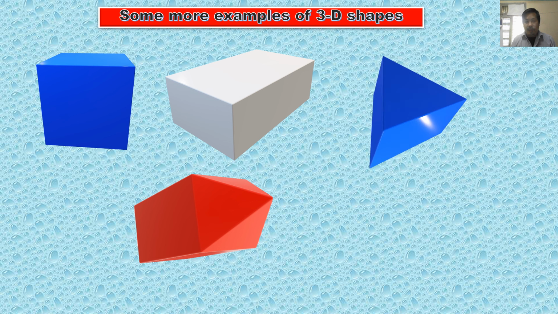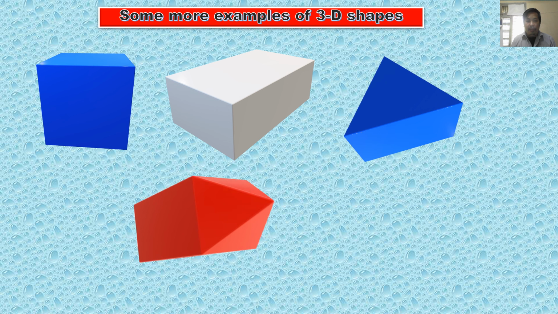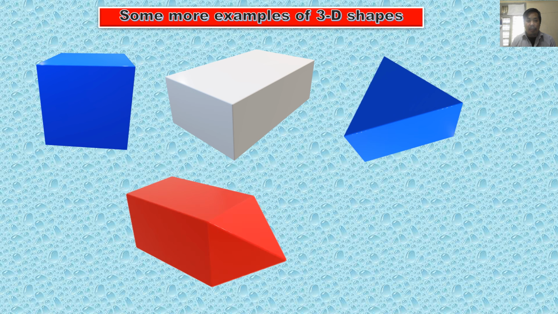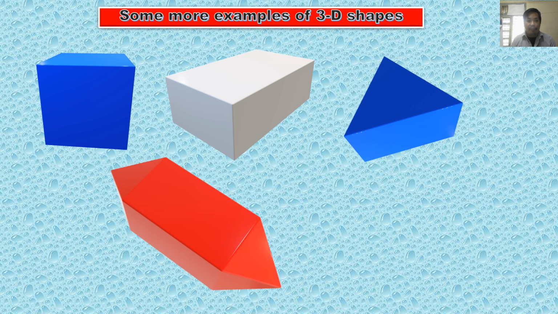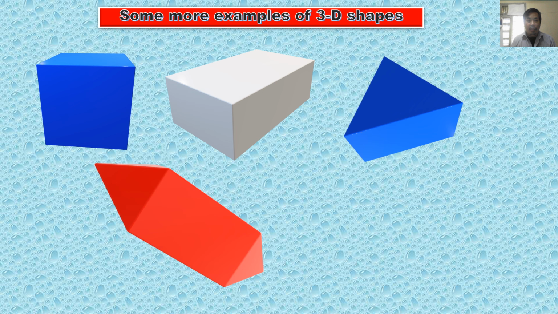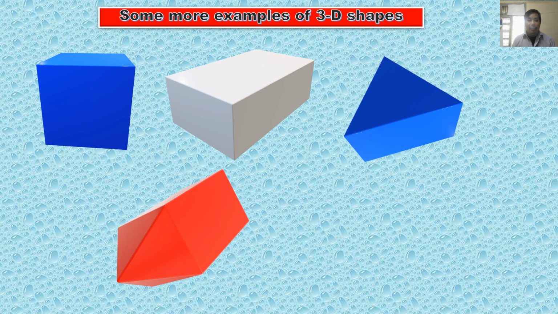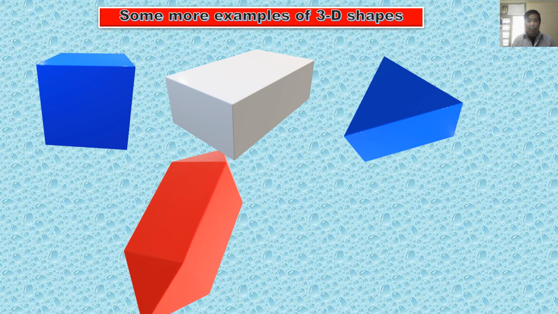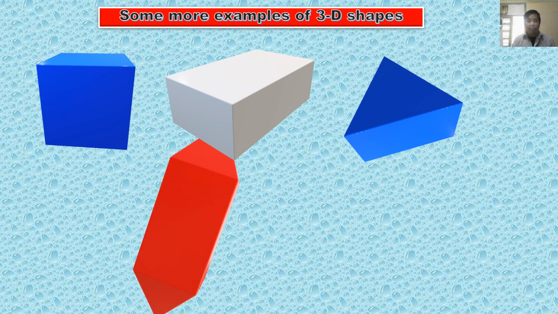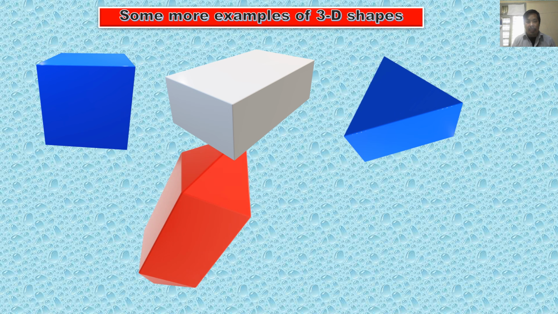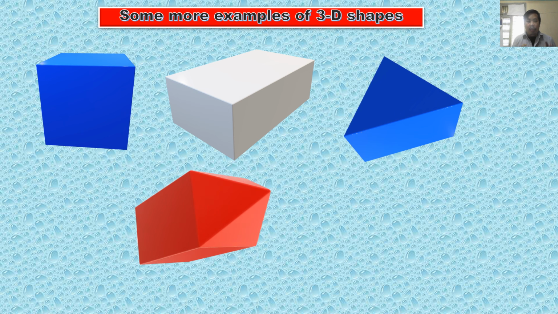So next we have another 3D shape here. There is a rectangular prism. This is a rectangular prism only. This is called a rectangular prism. How does it look? From all the angles we are trying to see the figure, the 3D shapes. So this is how a rectangular prism looks.